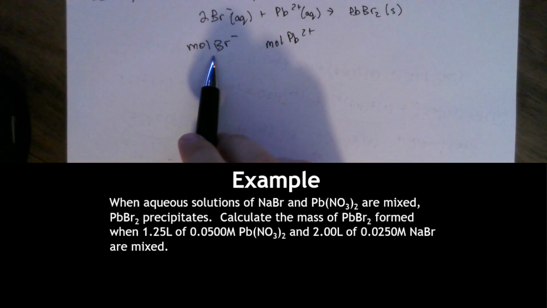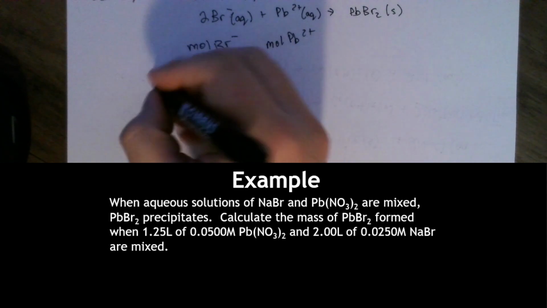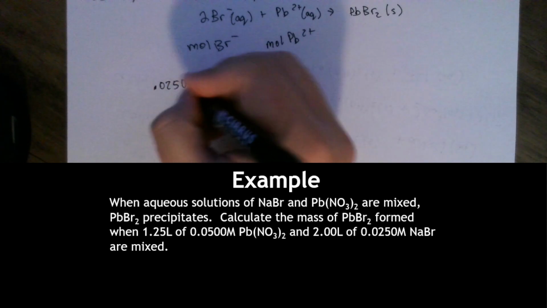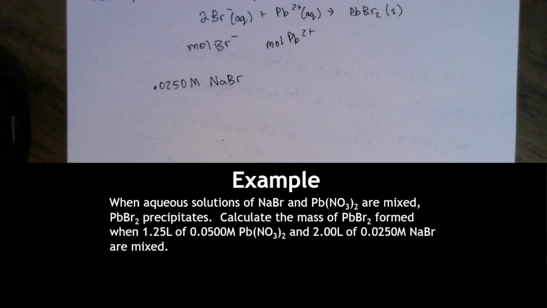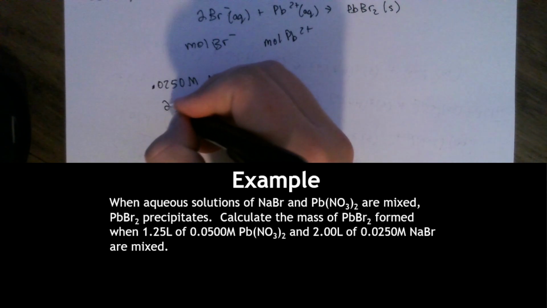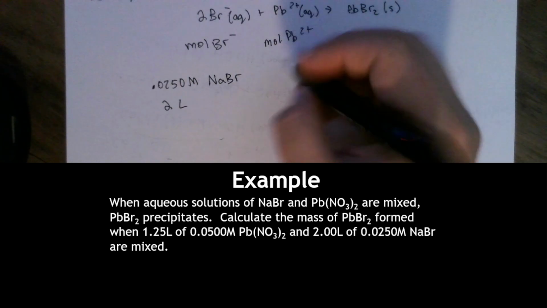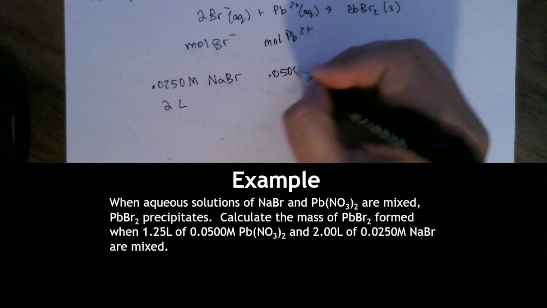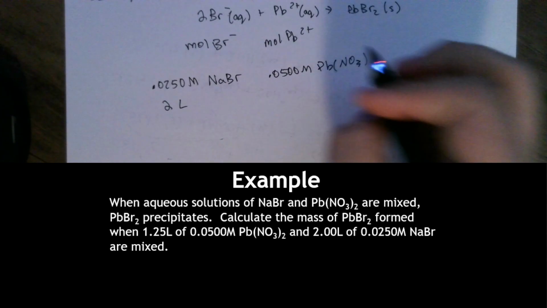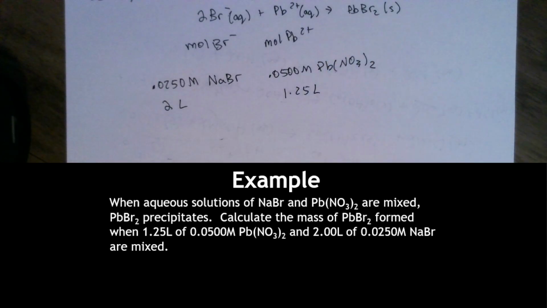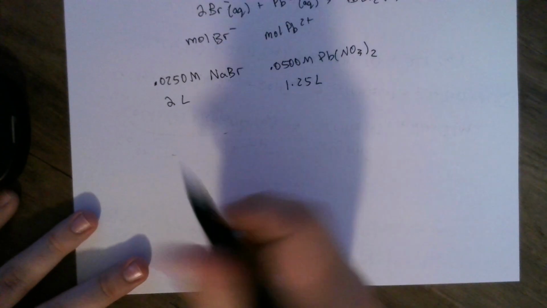So to get moles of Br minus, the information in the problem that involves Br minus is 0.0250 molar NaBr. And it says I have 2 liters of that. Now my information with Pb2 plus is 0.0500 molar Pb(NO3)2, and I have 1.25 liters of that. Okay, let's switch to my extra room here. Well, I'm going to use this.